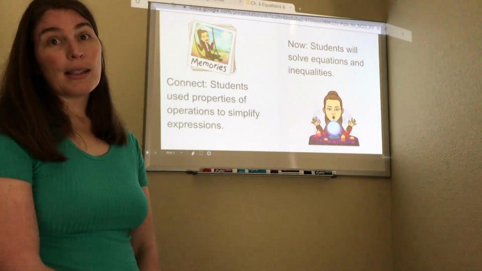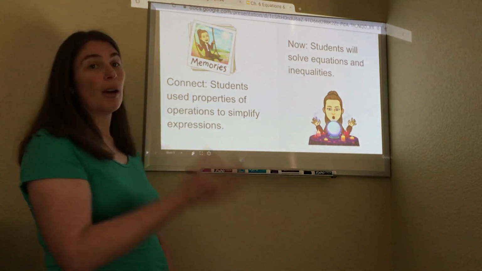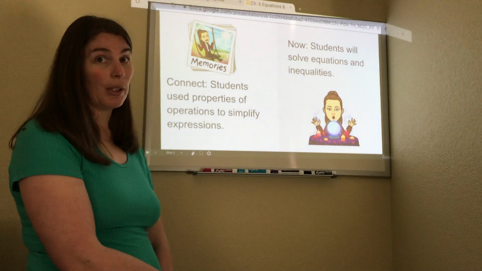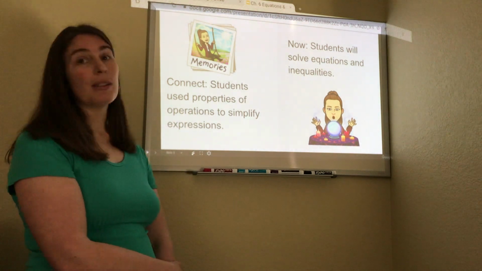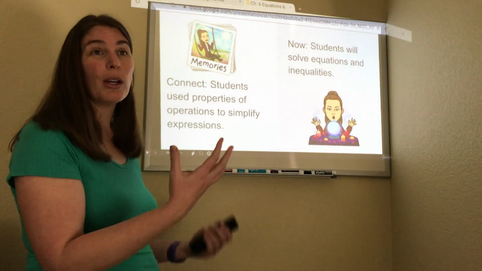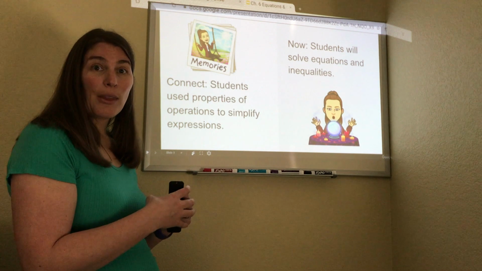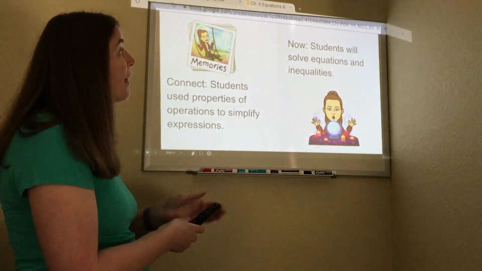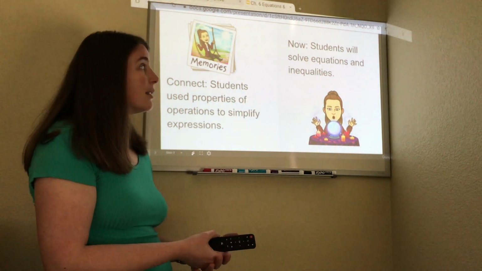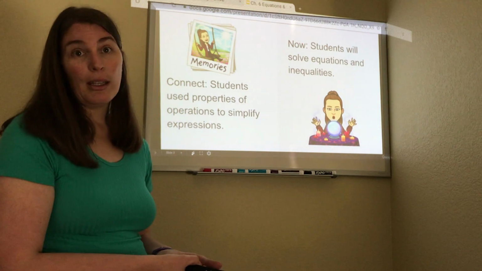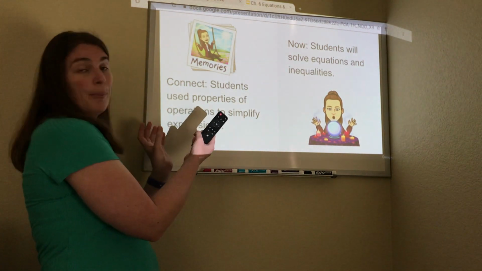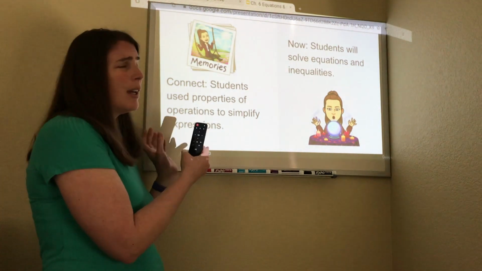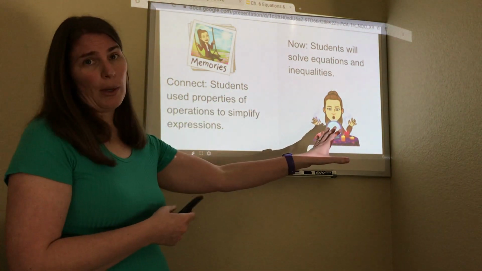What you guys have done in the previous chapter is we worked on using properties of operation to simplify expressions. You put like terms together and combine like terms. Now what you're going to be doing is solving equations and inequalities. Sometimes you're going to have to combine those like terms together in order to solve equations.